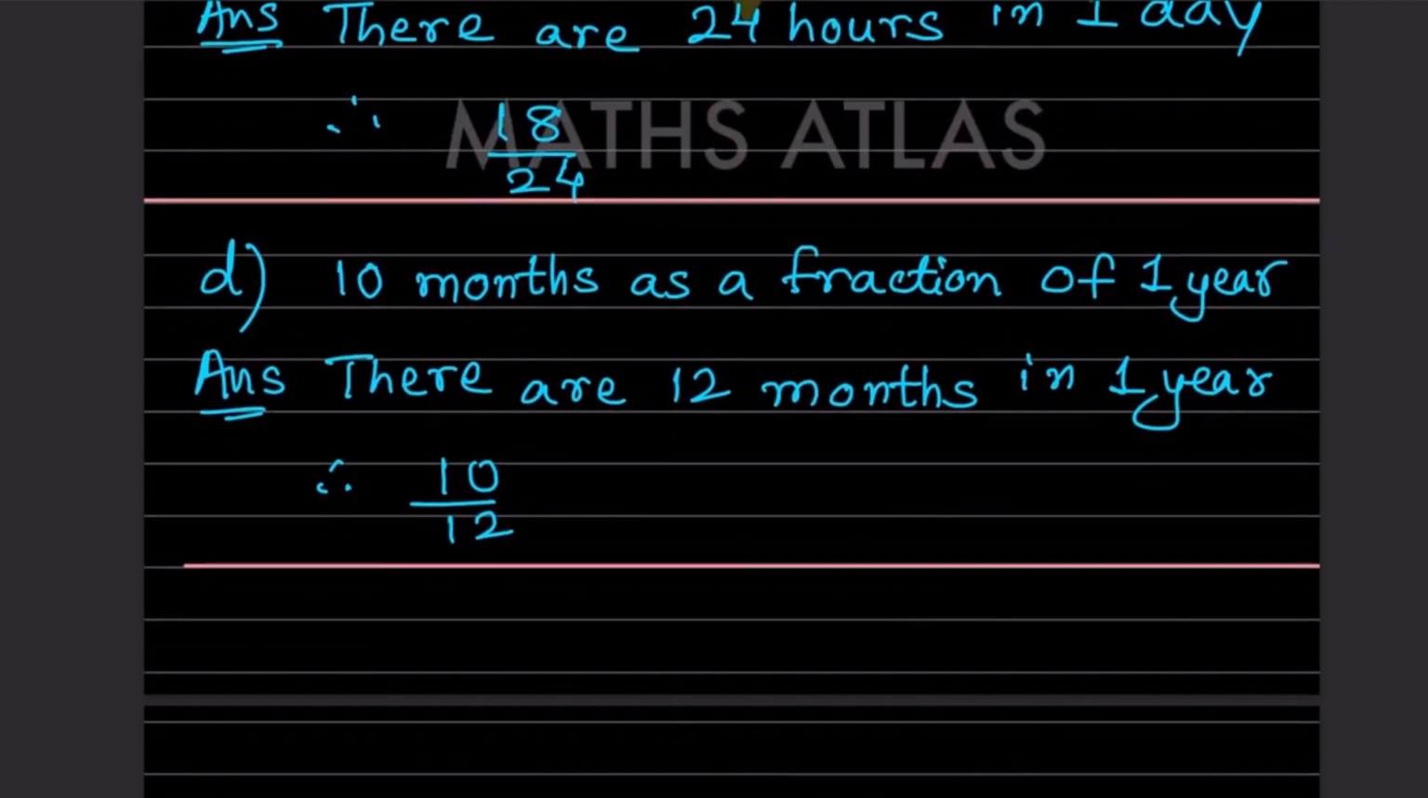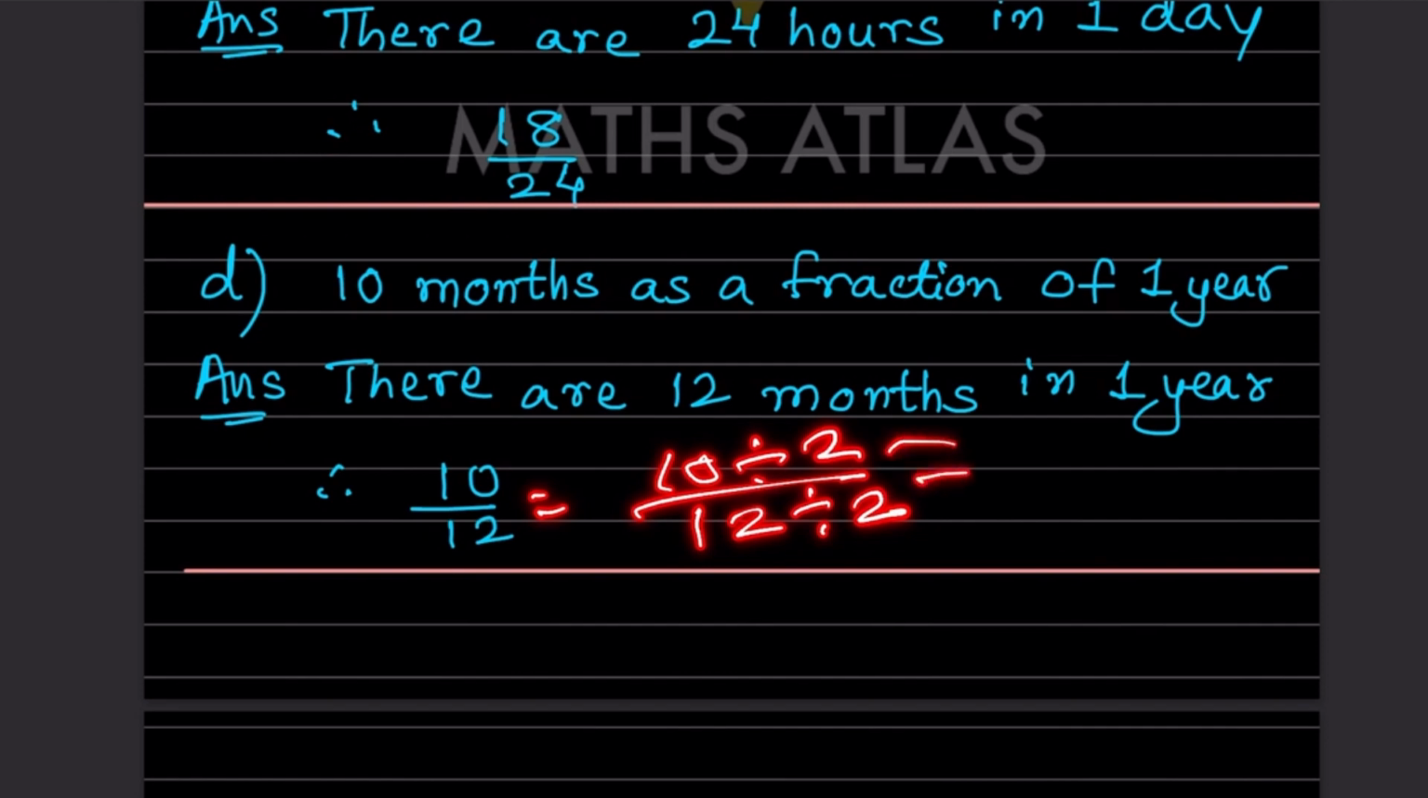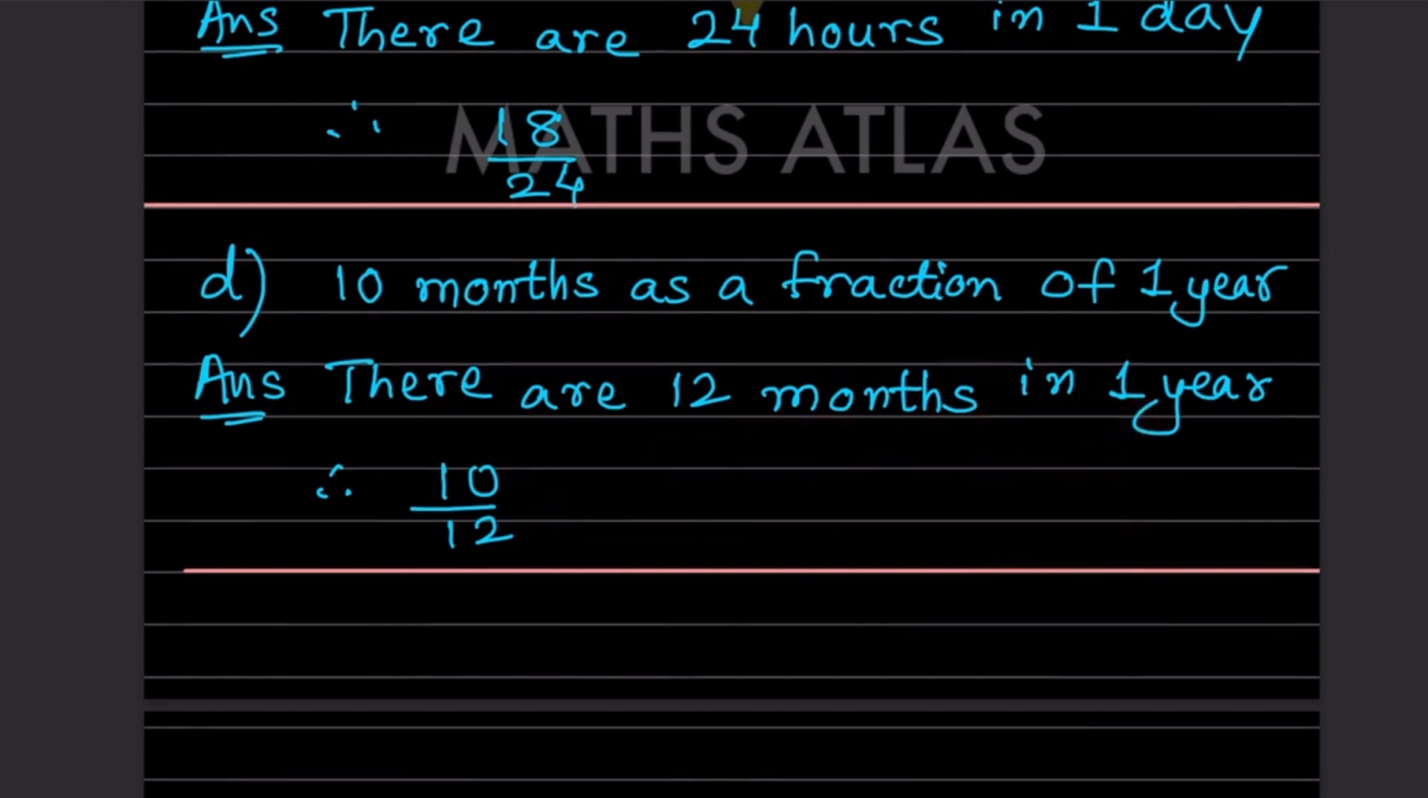Now here see here, 10 months is a fraction of 1 year. So these are months and this is 1 year. So you know in 1 year there are 12 months, right? So here what will you do here? 10 divided by 12. So again what we can do here, 10 we can divide by 2 and 12 again we will divide by 2. So that is going to be what? 2 fives are 10 and this is going to be 6. So it can be 5 by 6.